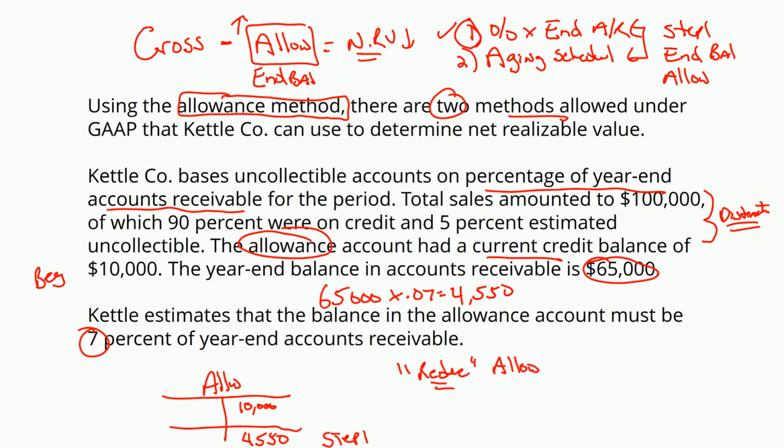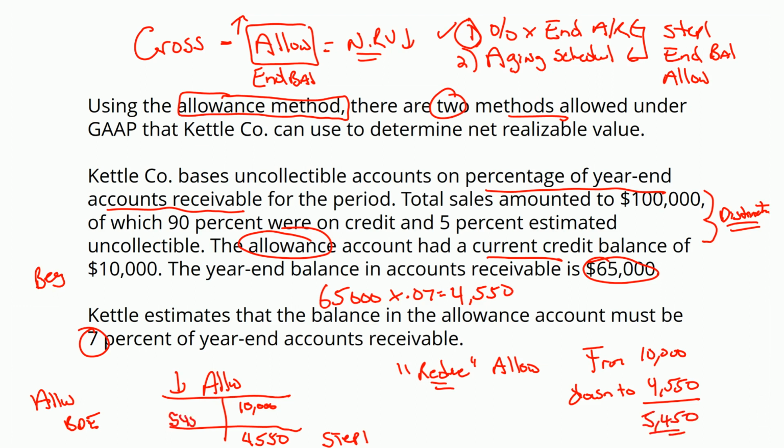Now notice something. In this example, we need to reduce our allowance account. We need to get it from 10,000 down to 4,550. So how do we reduce the allowance account? We're going to have to debit the allowance account. We know we'll debit the allowance, credit the bad debt expense. And the question is, by how much? Well, we have to go from 10,000 down to $4,550. I can almost do this math in my head. $5,450, that's the amount we're going to have to debit the allowance account for and credit bad debt expense.